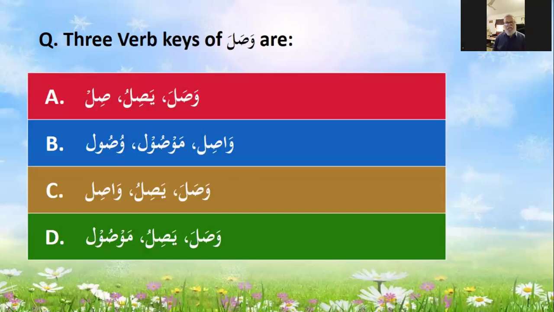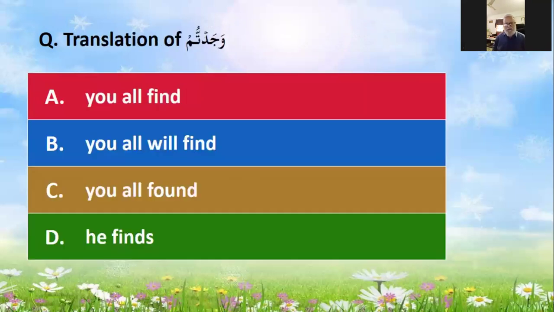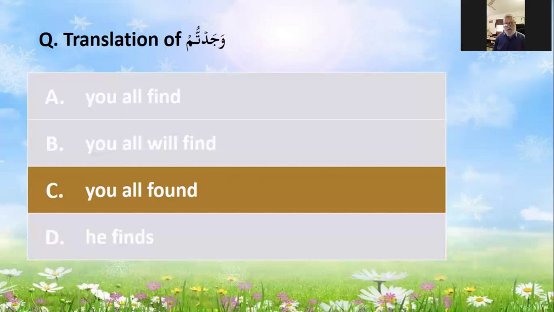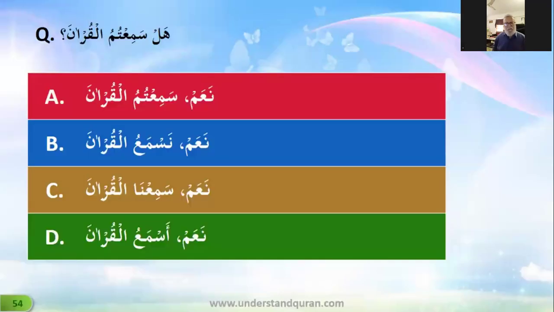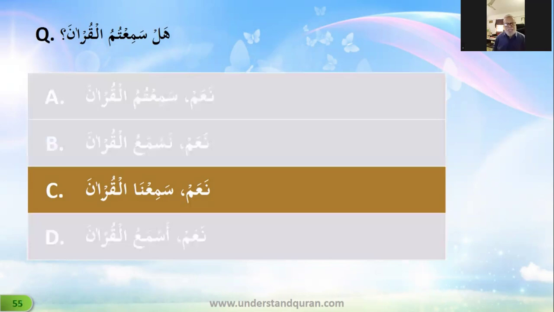Okay. Three verb keys of wasala are wasala, yasilu, sil, wasil, mawsul, wusul. A. Wasala, yasilu, sil. Good. Wajadtum: you all find, you all will find, you all found, he finds. A, B, C, D. You all find, A. Good. Hal sami'tumul Quran? Nam sami'na al-Quran. A, B, C, D. C. نعم سمعنا القرآن. Good.